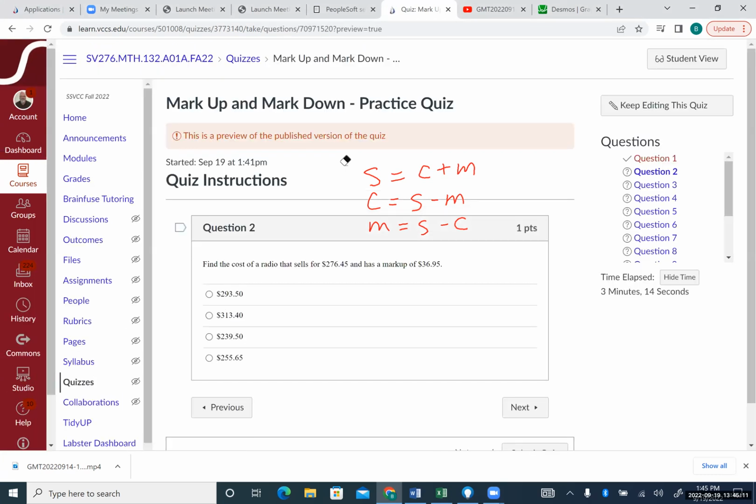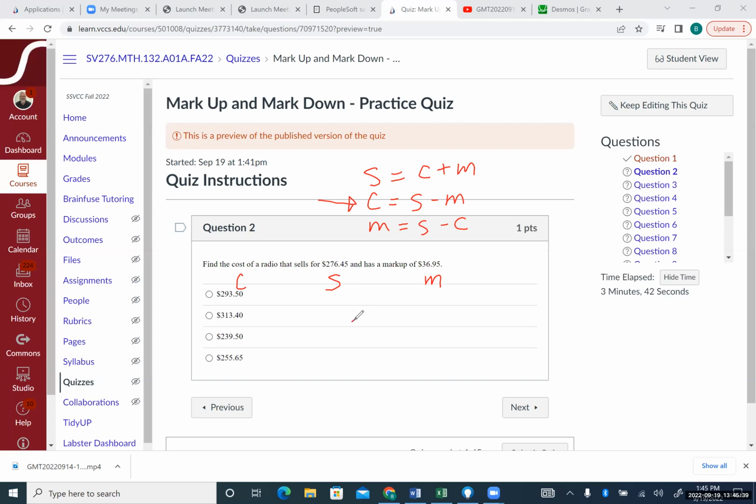All right, find the cost of the radio. I'm going to mark these as we go through. I'm finding the cost, that's what I'm looking for, C. It sells for $276.45, so that must be the selling price. And the markup is $36.95. Since I'm looking for the cost, I'm going to use this form. I've got the selling price and the markup.